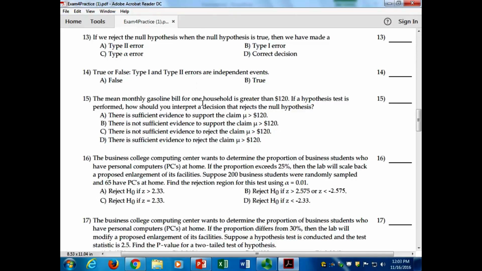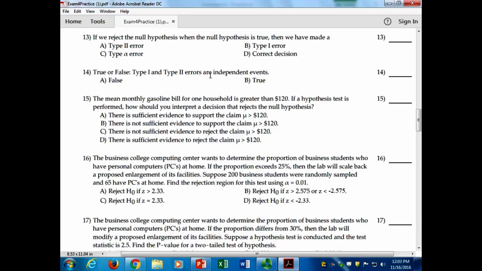They're not, because one kind of depends on the other. Yeah. So they're not independent because one affects the probability of the other, right? As you drive up the probability of a type 1 error, what are you doing to the probability of type 2? You're driving it down. So they interact with each other, so they're not independent.